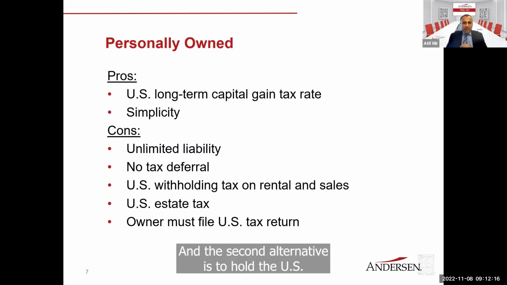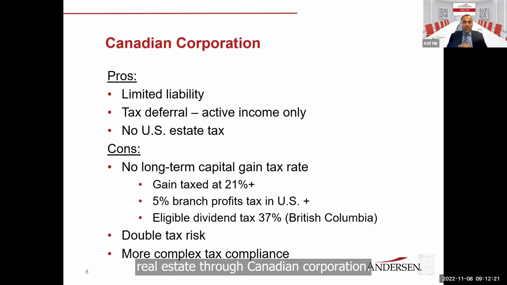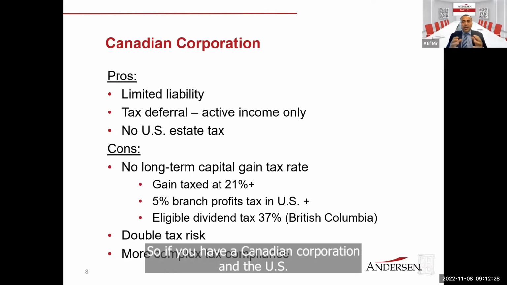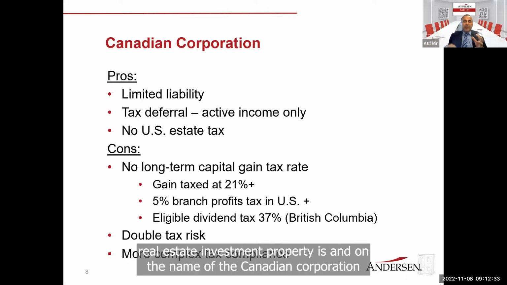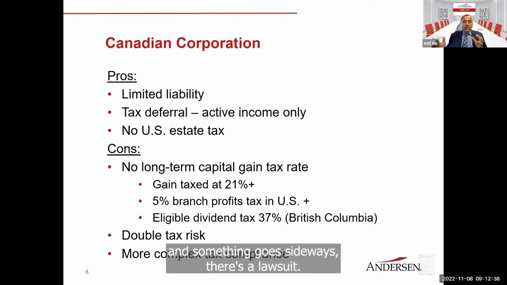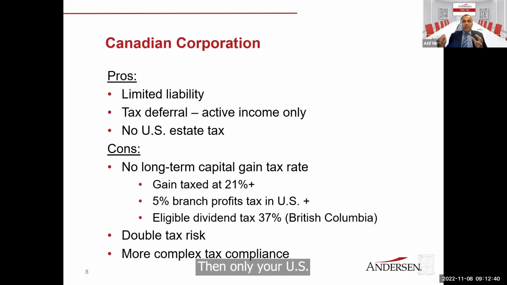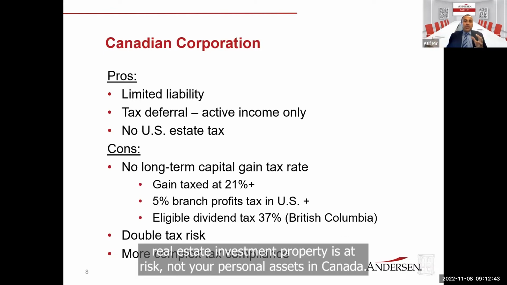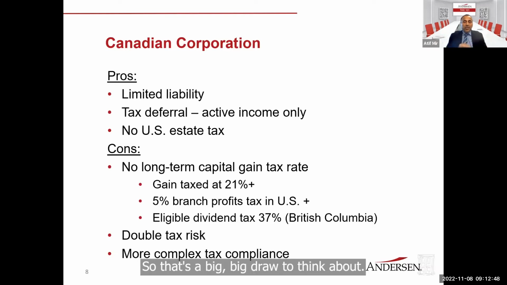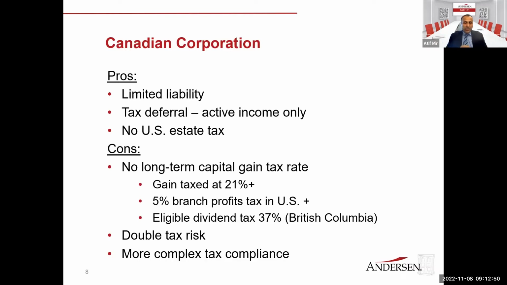And the second alternative is to hold the US real estate through a Canadian corporation. Now, the biggest pro, in contrast to personally owned, is limited liability. So if you have a Canadian corporation and the US real estate investment property is in the name of the Canadian corporation, and something goes sideways, there's a lawsuit, then only your US real estate investment property is at risk, not your personal assets in Canada. So that's a big pro to think about.